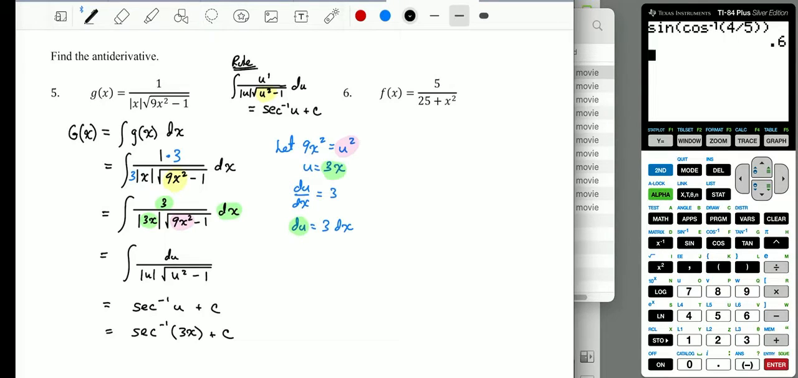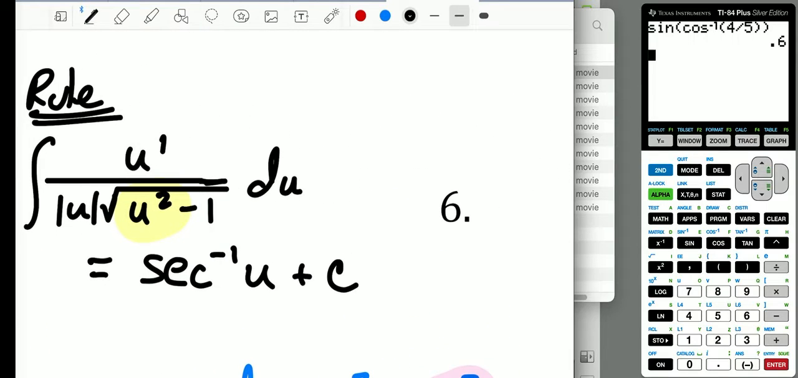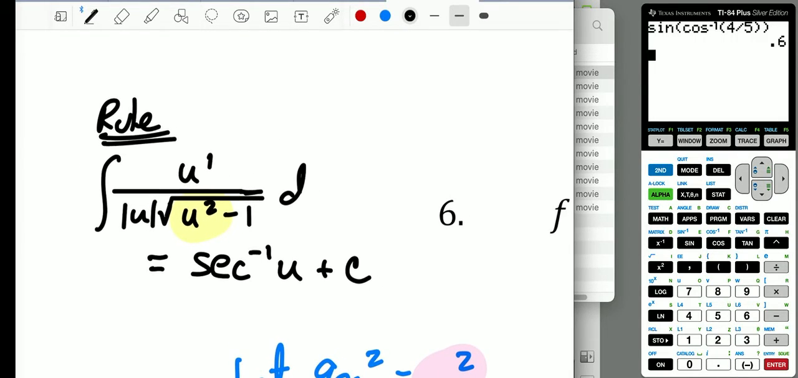Oh, you know what? I just noticed something in my rule. Apologies, there should be an x. Well, there's two schools of thought on this. I'll show you a little more elaborate explanation real quick. So that u prime is really du dx.